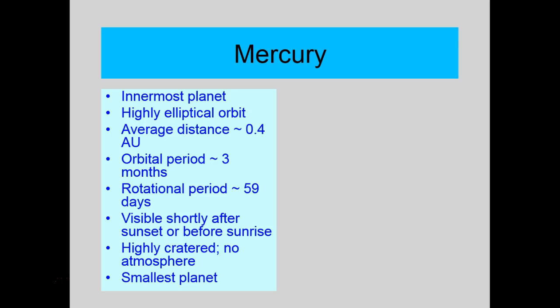Now, these two statements here are almost redundant. Highly cratered. What does that mean? Yes, you've had tons and tons of impacts of things hitting the surface that left craters. And why are there craters? There's basically no atmosphere to slow them down.